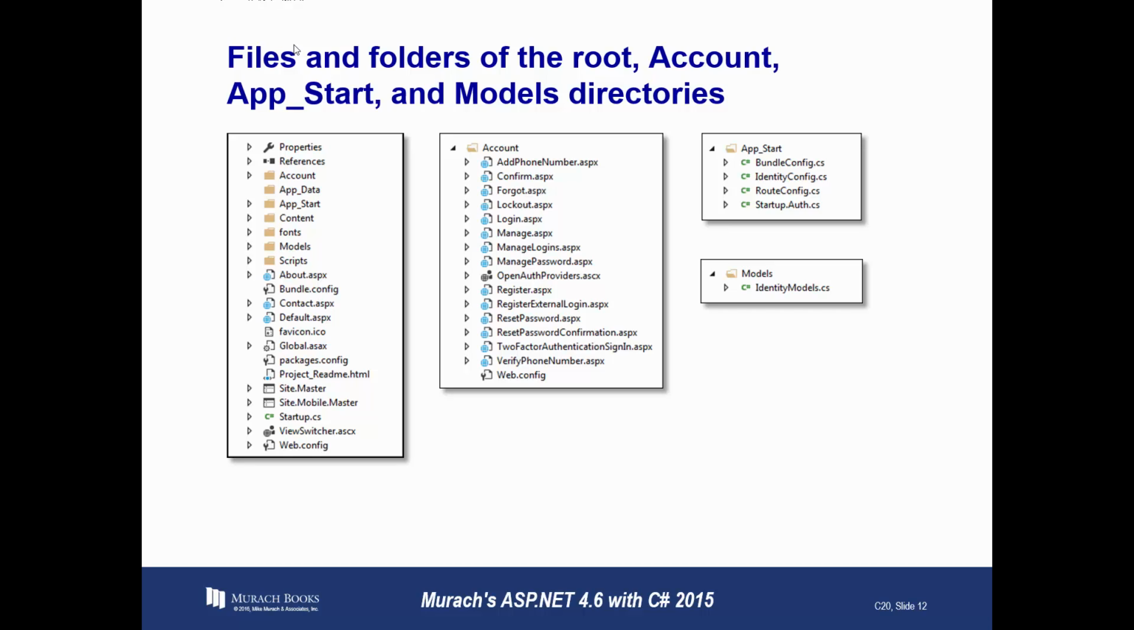Such as there is an account directory that contains several ASPX files that provide for things like registering users, logging users in, etc. In addition, the App_Start and Models directories contain C# files used by the default authentication system. Finally, there is a Startup.cs file in the root directory, and that contains C# code that runs when the application first starts.